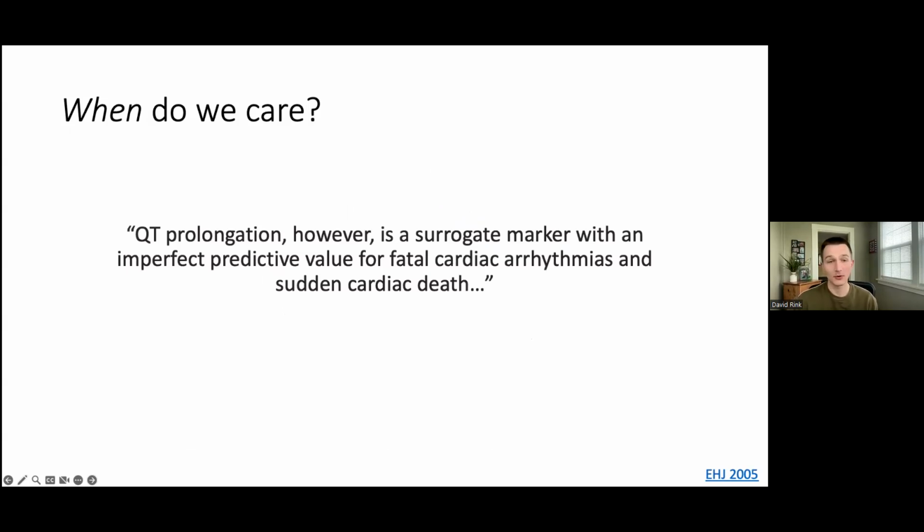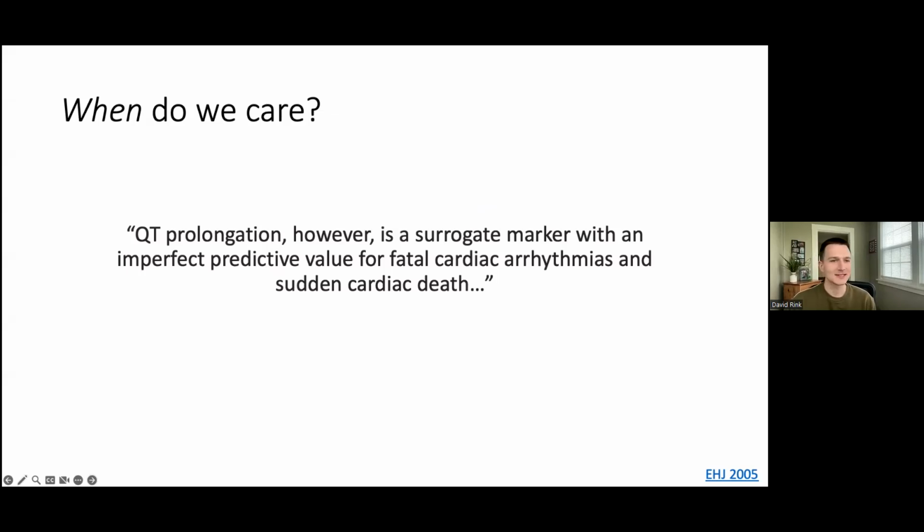So with all that being said, and now that we're all terrified of that one case in the ED, when exactly do we care about a prolonged QT interval? And this is actually a really interesting and difficult to answer question. I spent a long time looking in the literature for this and talking to a couple of electrophysiologists, and there aren't clear answers as to when we should be concerned.